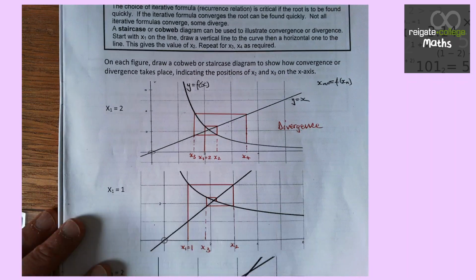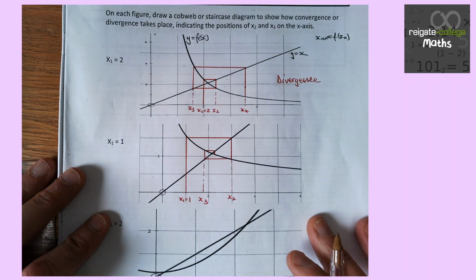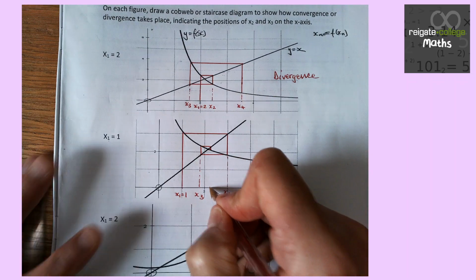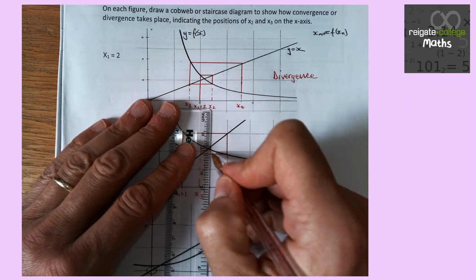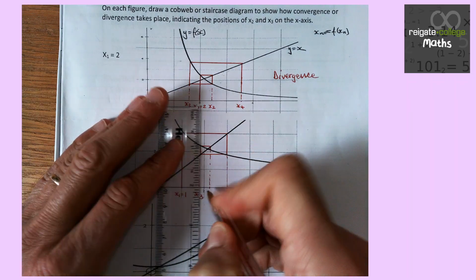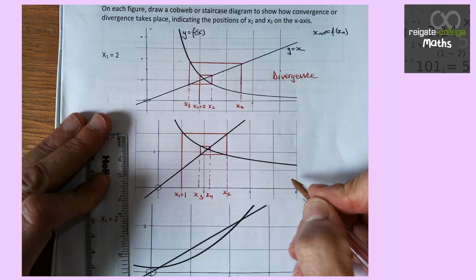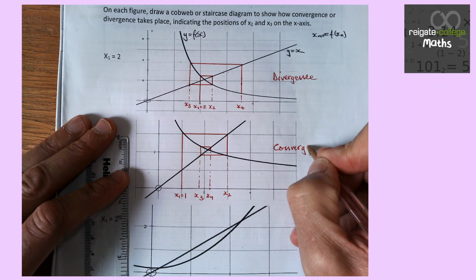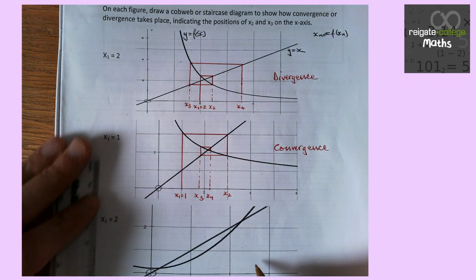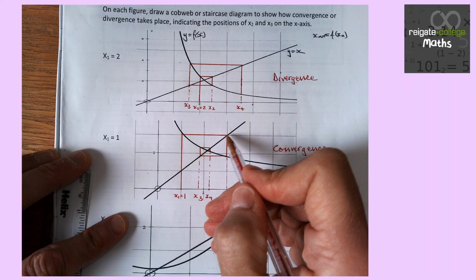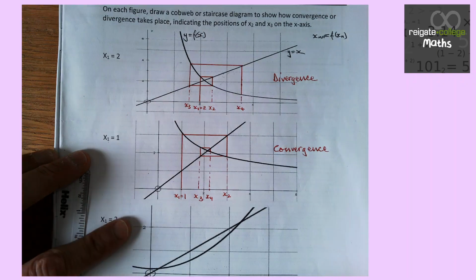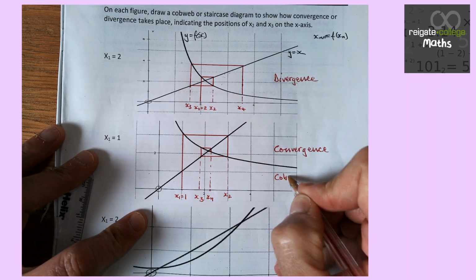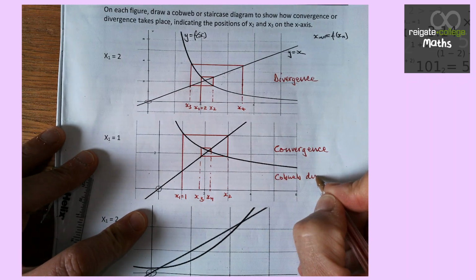So this is a series of estimates which converge. Oh, I didn't put that one in. Let's put that one in as well. So that's x4 there. So this is convergence, and you can see why this diagram would be called a cobweb diagram.